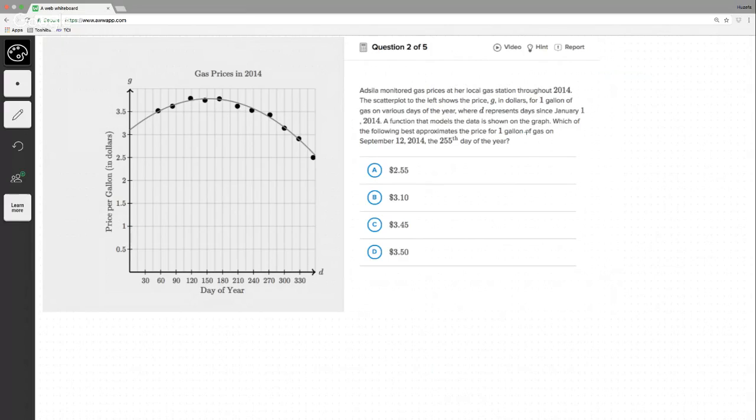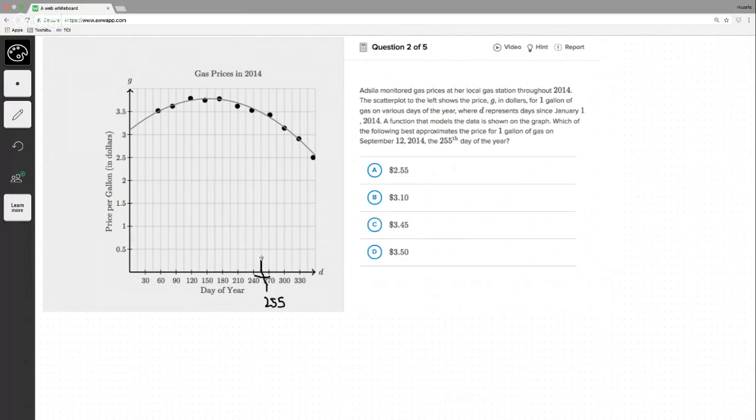A function that models the data is shown on the graph. Which of the following best approximates the price for 1 gallon of gas on September 12th, the 255th day of the year? For 1 gallon, where's 255? This is 240. 255 is right here. Look, each one of these are 30 days, right? So in the middle would be 15 plus 240, which is 255. So here's 255.